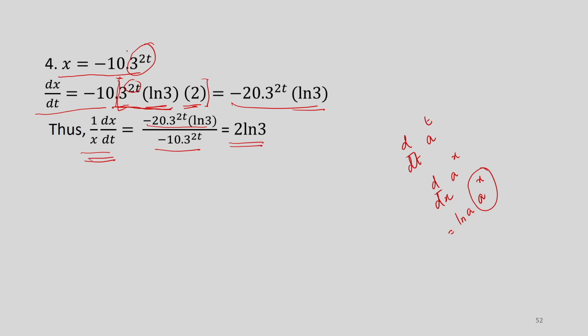Notice, instead of 3, if I had e, that is, e to the power 2t, then it would just have been log of e to the base e times 2, and that would have been just 2. And that is expected. If you have this kind of function, a e to the power rt, and if you want to find out 1 by x dx dt, then the answer is always r. R means the coefficient in the power of e, where rt is the power. So, r becomes the relative rate of increase of x with respect to t.